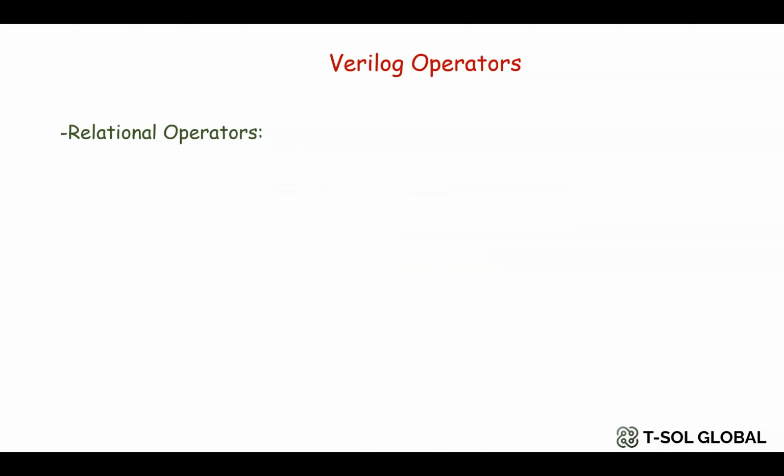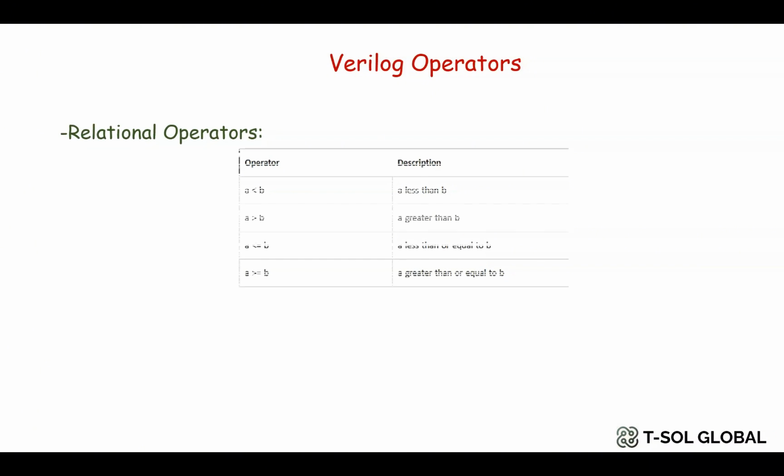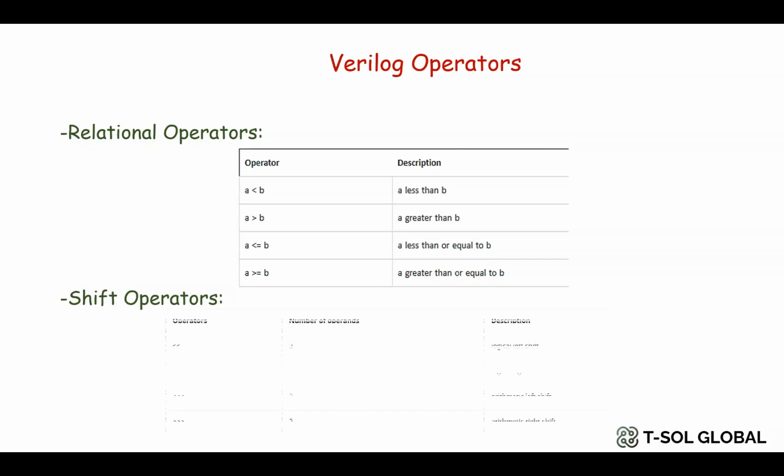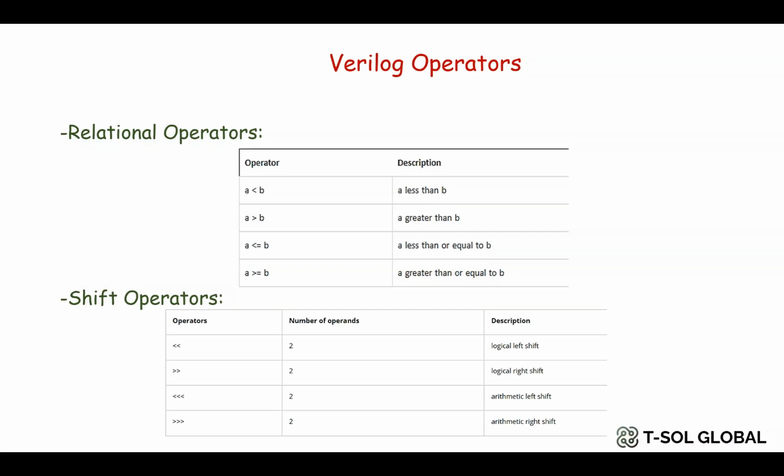Then we have the relational operators. The relational operators can be greater than, less than, greater than or equal to, or less than or equal to. We also can have shift operators. Shift operators mainly represent logical shifts, for example logical left shift or logical right shift, or arithmetic left shift or arithmetic right shift.